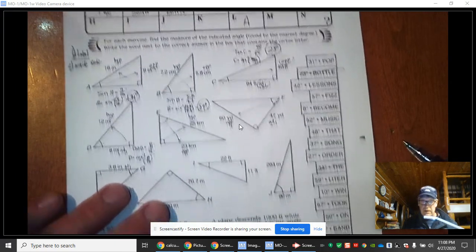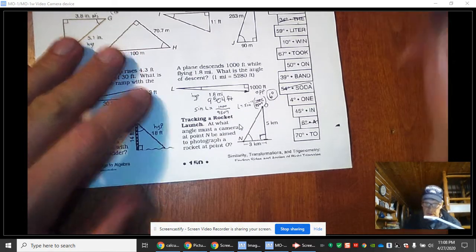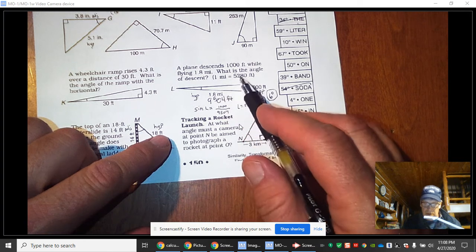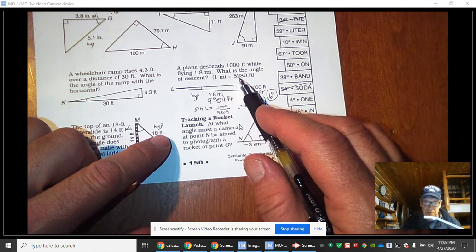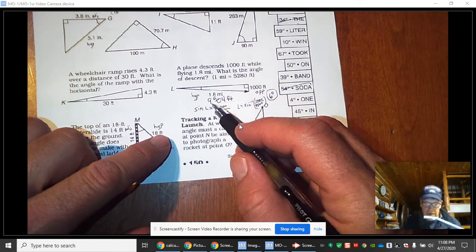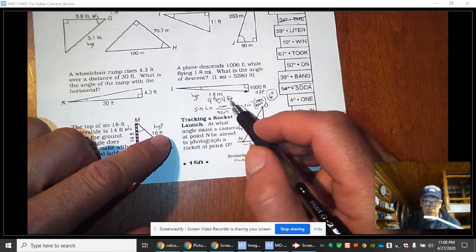All right, the only one that's kind of tricky is down here, because they give you two different labels. They got feet and they got miles. So I already did it, multiplied it for you, multiplied by 5280. So I took 1.8 times that. Can you write this down? It's 9,504 feet.